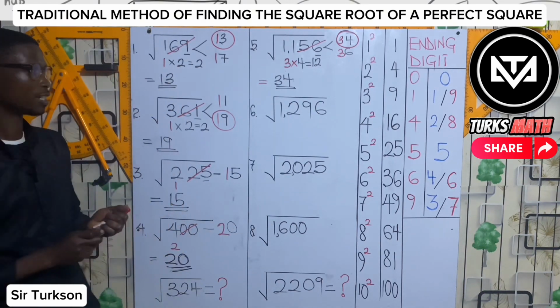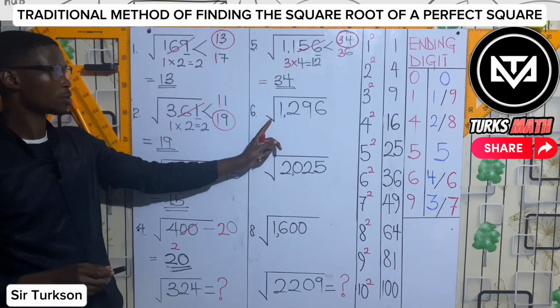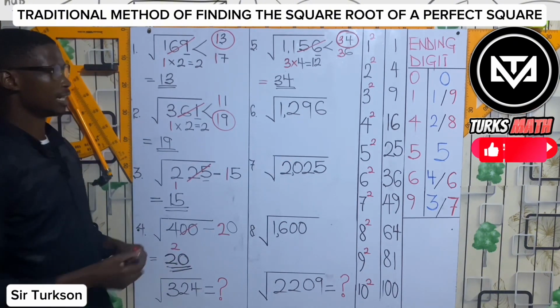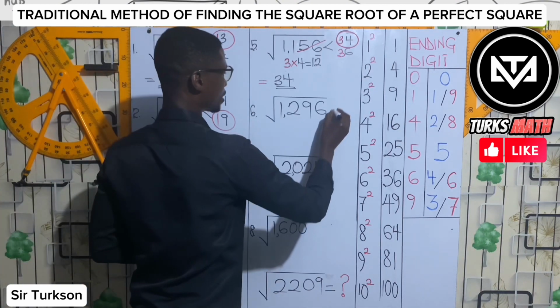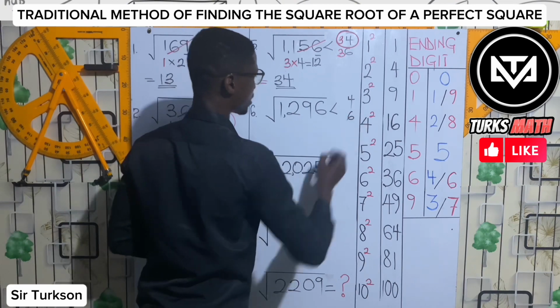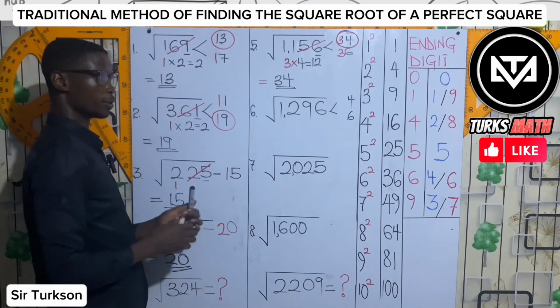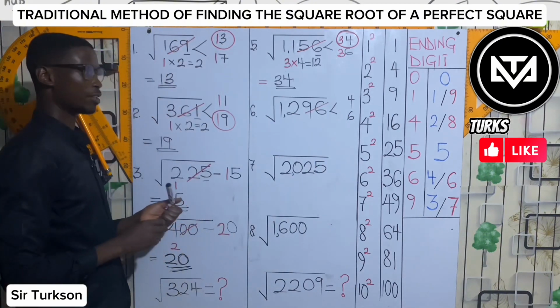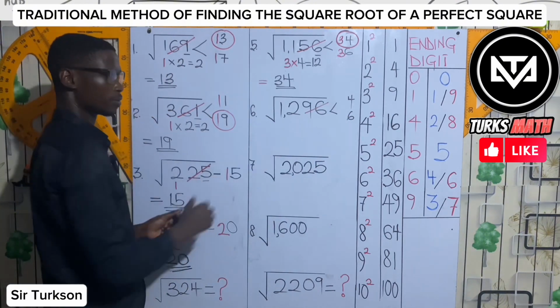Now we go with the next one. The square root of 1296. Any digit, the same any digit, that is 4 and 6. So what's the next thing? We'll strike out. So when you strike out, we are left with 12.